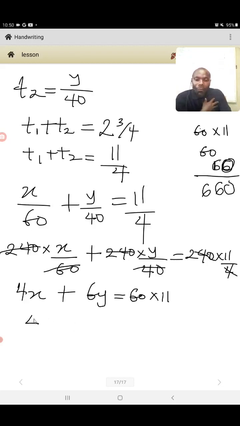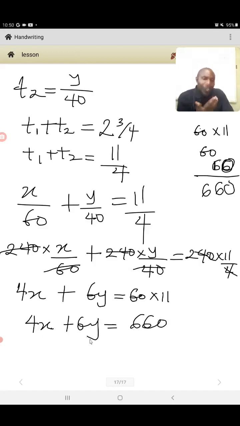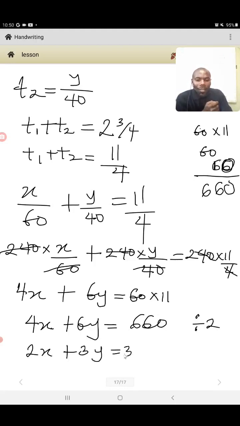So we have 4x plus 6y is equal to 660. But we can still reduce it by 2. You divide all through by 2, giving you 2x plus 3y is equal to 330. We call this equation 1. So we have now gotten equation 1. Let's proceed and find equation 2.